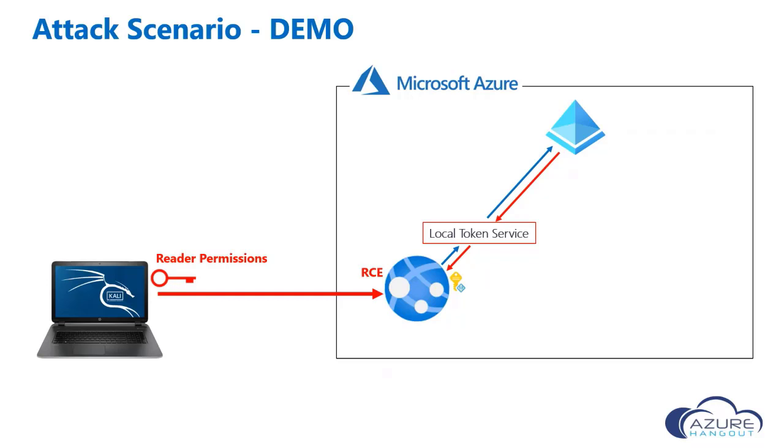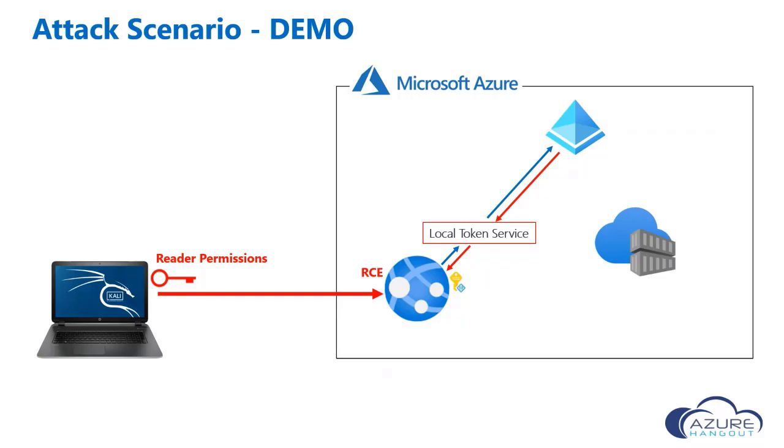Okay, but what damage can you do? You're thinking reader permission. Yeah, they can read what's going on in the environment, but what damage can you do with a reader permission? Lots of damage. So in this case, the attacker begins to use the reader permission to essentially fingerprint the Azure environment and do credential hunting across the environment.